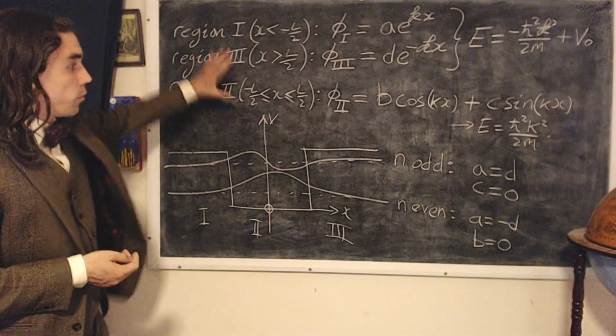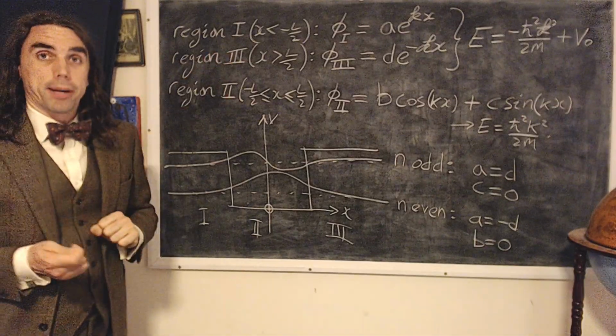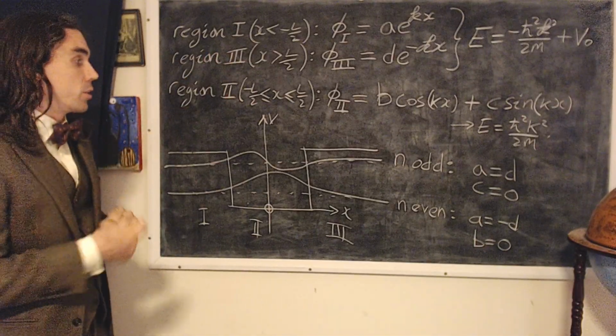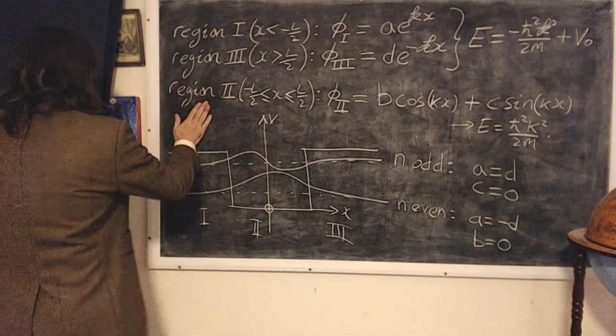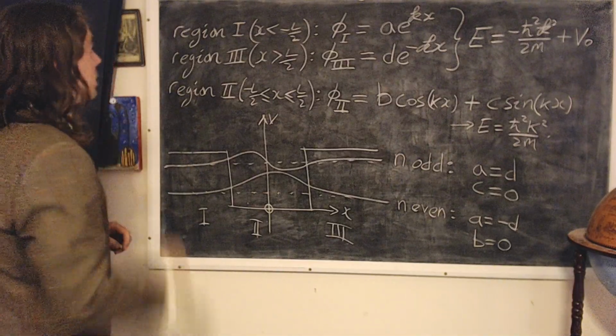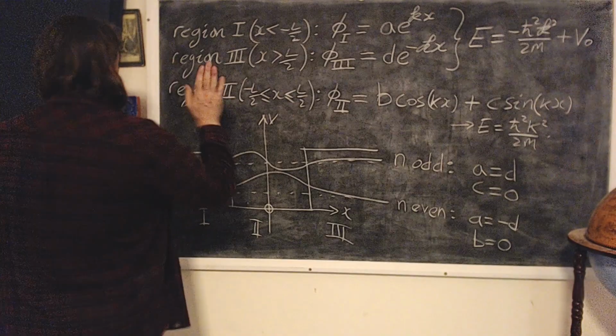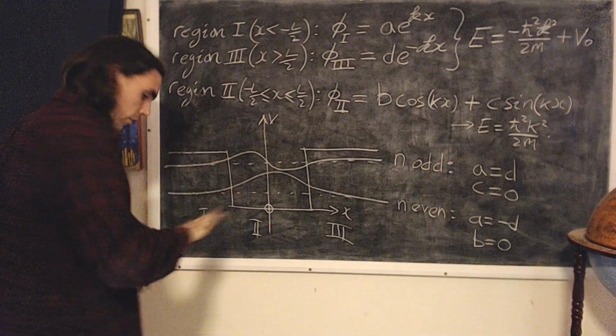Let's clear off the board again, and then we'll apply our general boundary conditions to get further constraints on these solutions. Okay, one more go. All right, well, I'm back to normal.